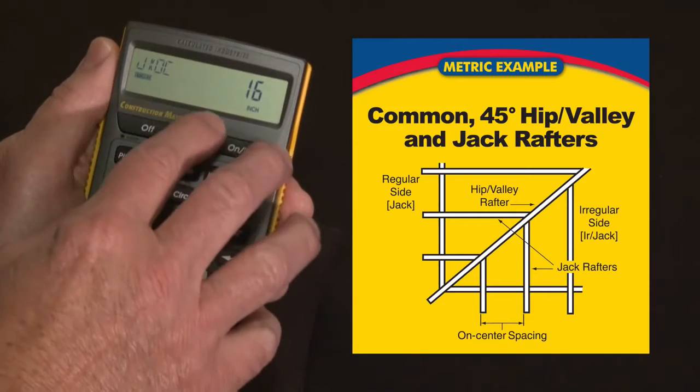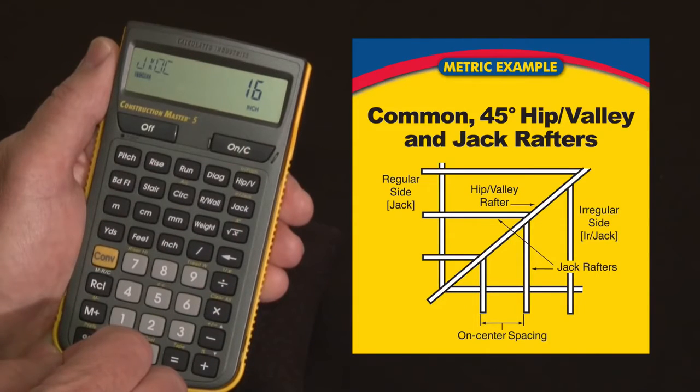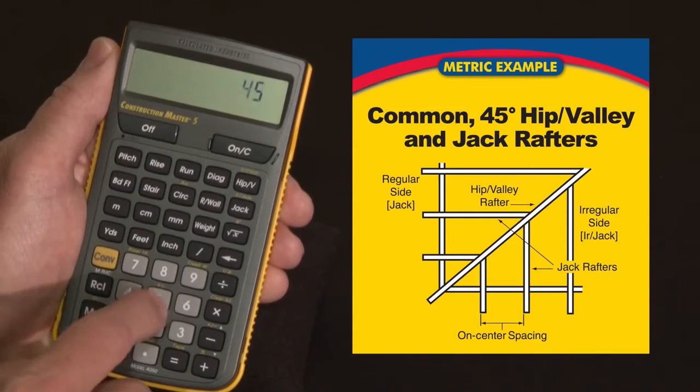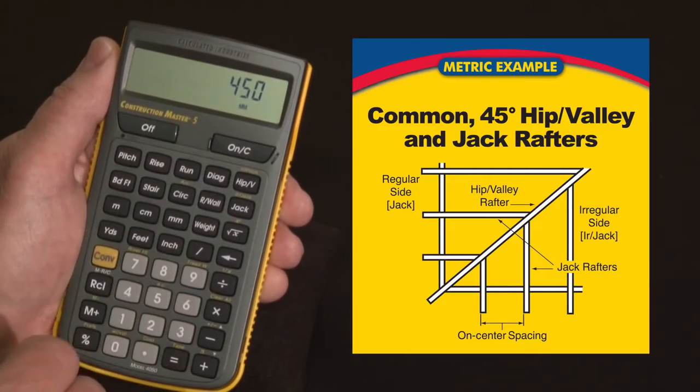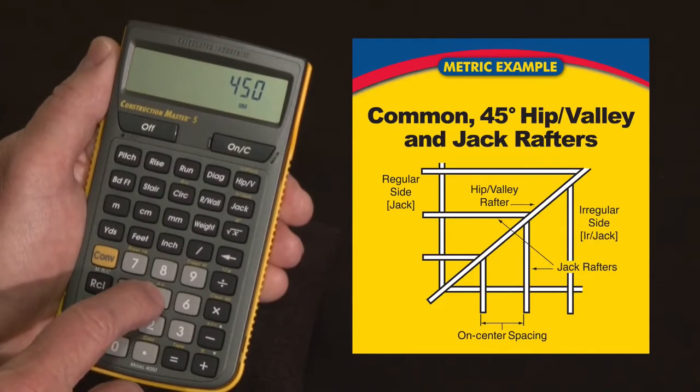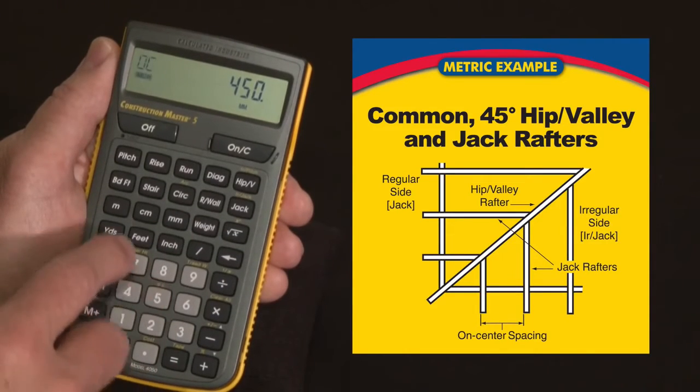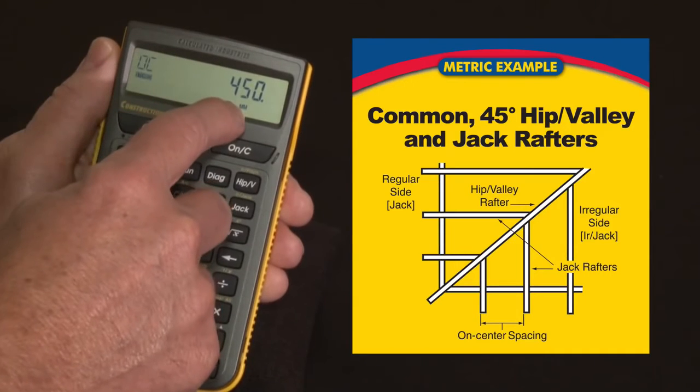And we've got the default set up here in the States as a 16-inch on center spacing. For a metric application, you might want to go 400 or maybe 450 millimeters. So let's just enter that, 450 millimeters. And then over the 5 key, the second function says on center. So I just go convert 5. And now it says on center is stored 450 millimeters.